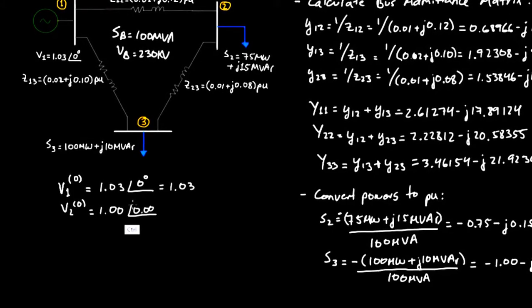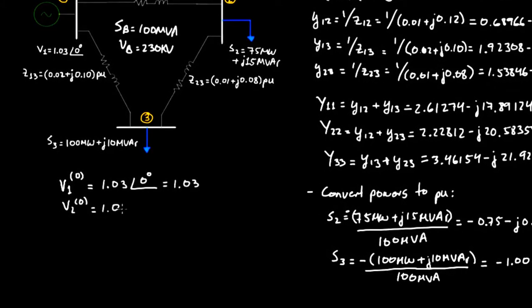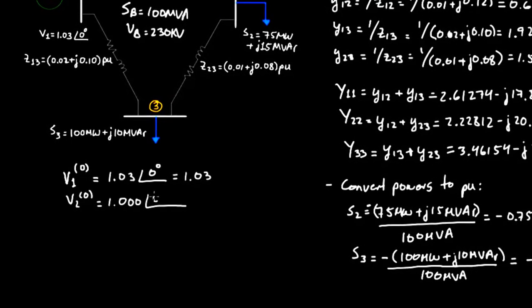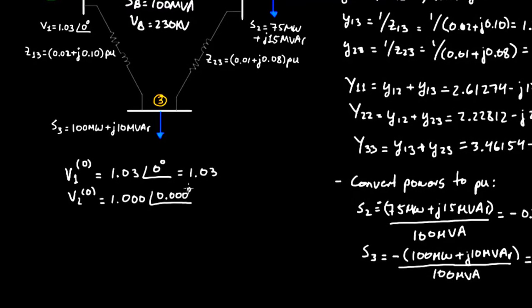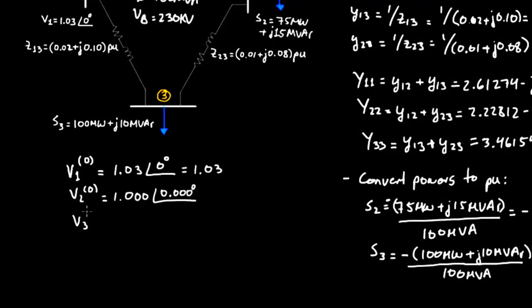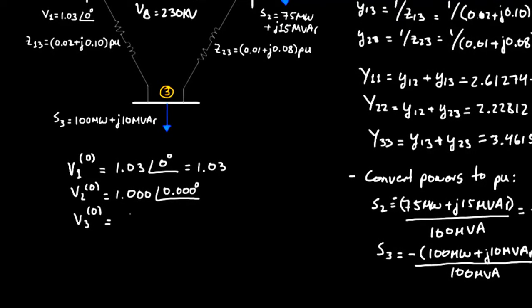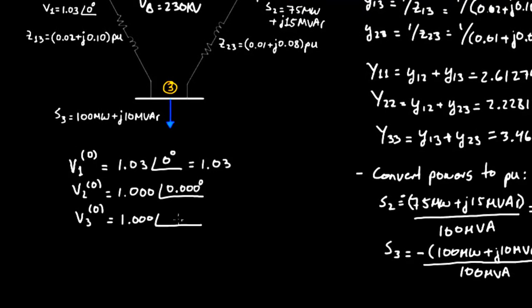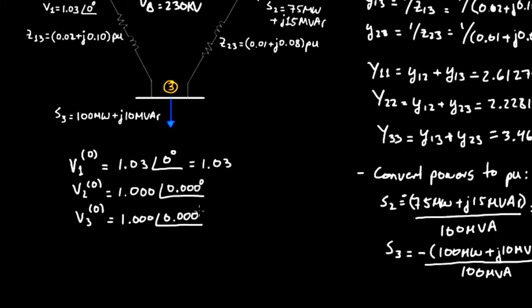Or actually for this, let me do 3 decimal places. So let me erase this. Let's go back. 1.000 at an angle of 0.000 degrees. And same thing for bus 3. So V3 of 0 is going to be 1.000 at an angle of 0.000 degrees. And here I'm not going to drop the angle because again, once we run our iteration, we're going to see that that angle and this magnitude are going to start to change. So I'm not going to drop the 0 degrees like I did here for bus 1.